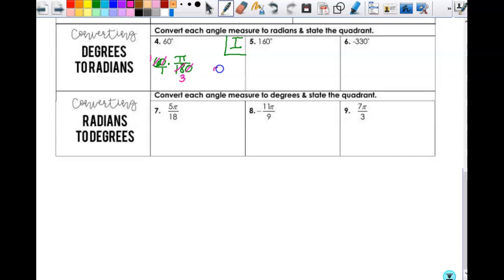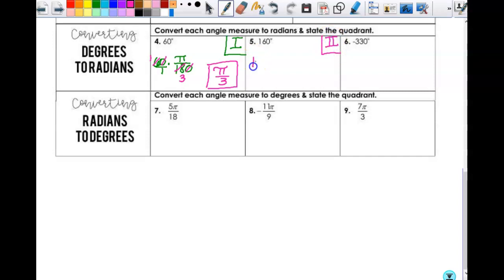3 times. So I end up with pi thirds. Okay, easy enough? Eventually you're going to have to just know that 60 is pi thirds. I don't expect you to know that right now. We just have to be able to find them right now. Okay. So 160, what quadrant would I be in? Second quadrant.